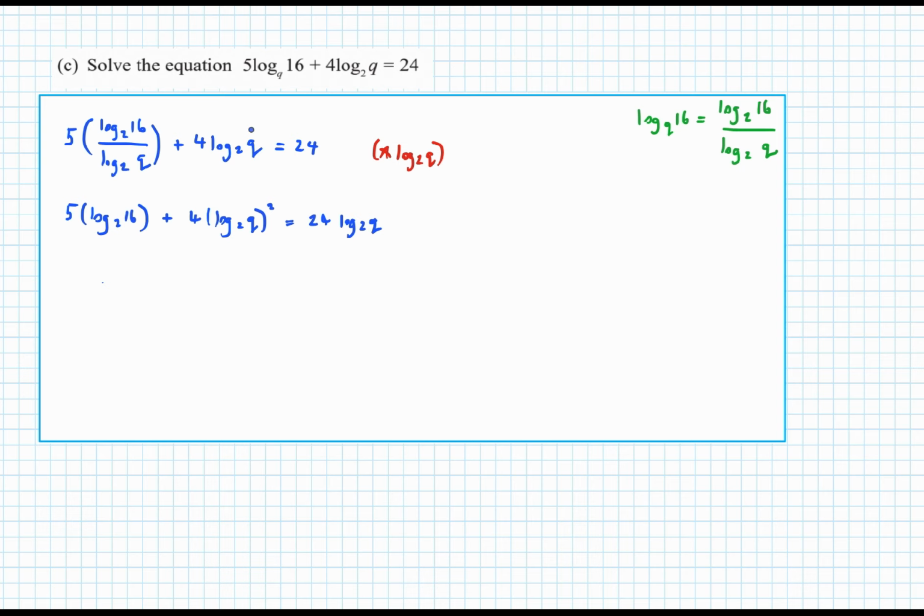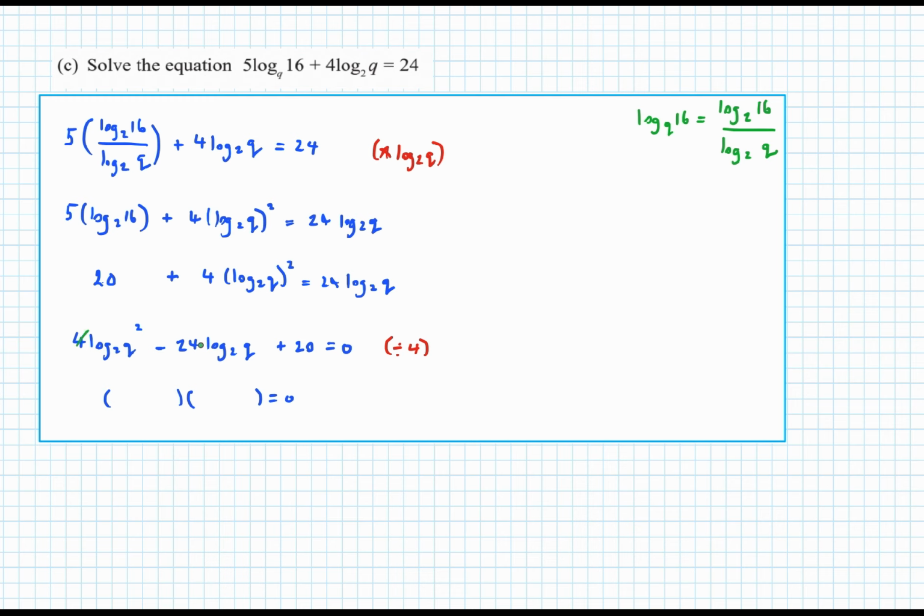We can do our first part. 5 times that would be 20, 4 times 5. And I'll again multiply the same things out again. What I'm seeing now is a quadratic, so I'm going to rearrange how it looks. I get rid of that brackets, and that's it. From there we can simplify again, divide everything by 4. And we'll get log base 2 q squared minus 6 log 2 q plus 5 is equal to 0.